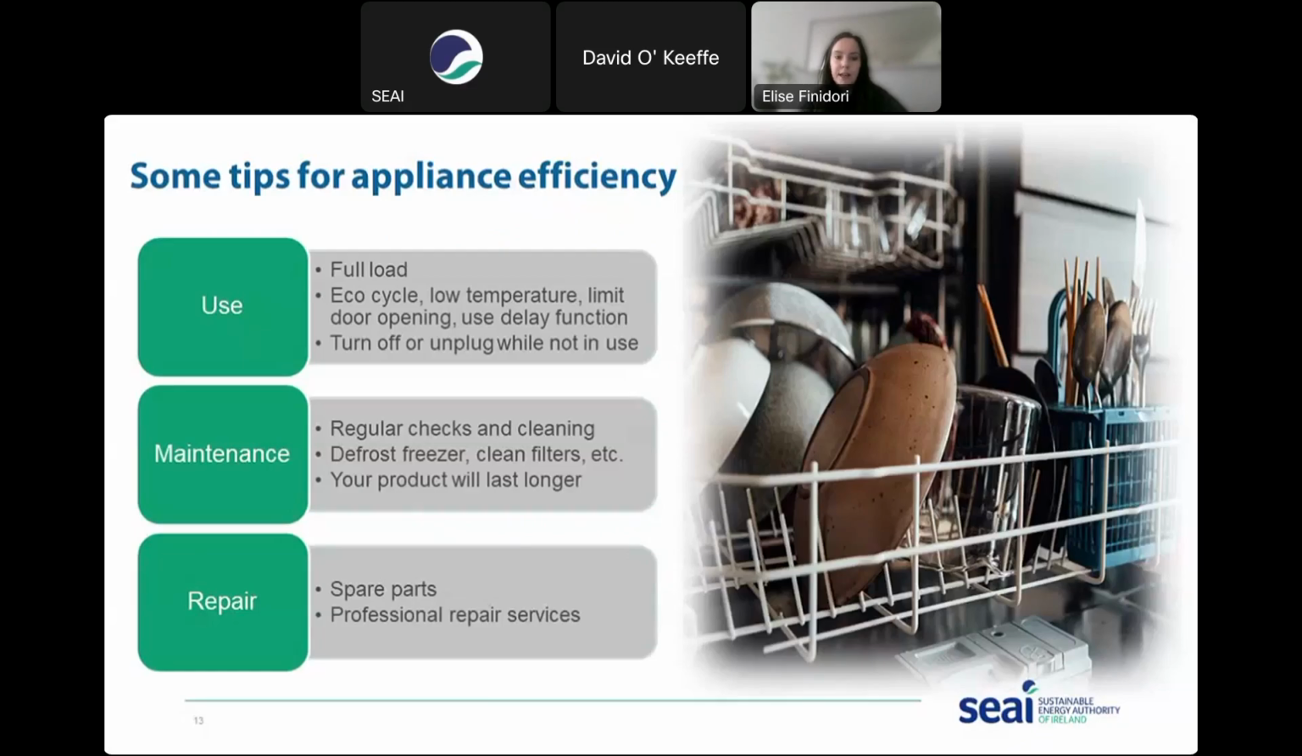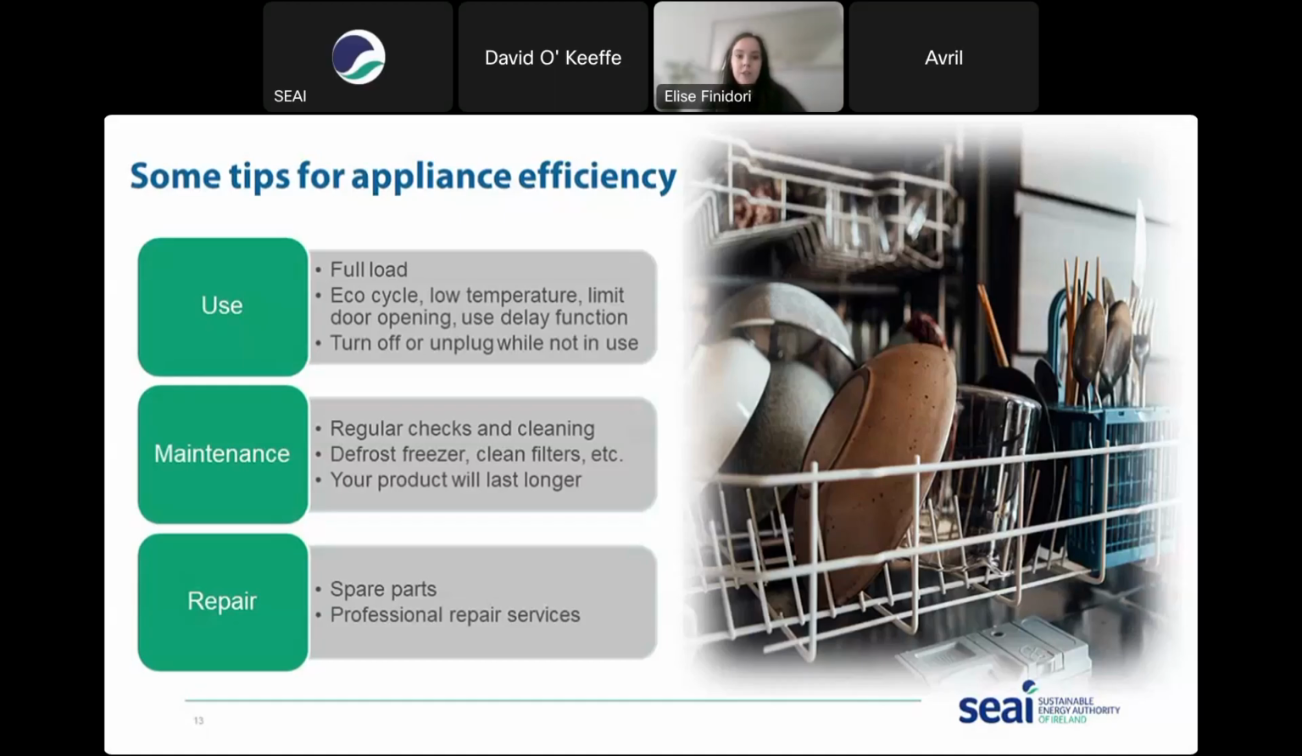And for that, we have listed some tips for appliance efficiency and how to use and maintain your product to ensure it consumes the least amount of energy possible and lasts the longest. So during the use phase, we would suggest you use your product only with a full load. That's applicable to washing machines, dishwashers, etc. Choosing the eco cycle or the lowest temperature possible also limits the amount of electricity and so the cost of running a product. For products such as freezers, fridge freezers, and also ovens, we would suggest limiting door opening.